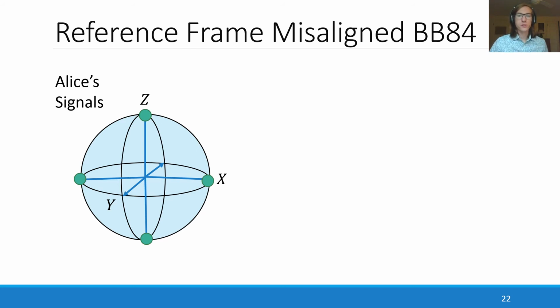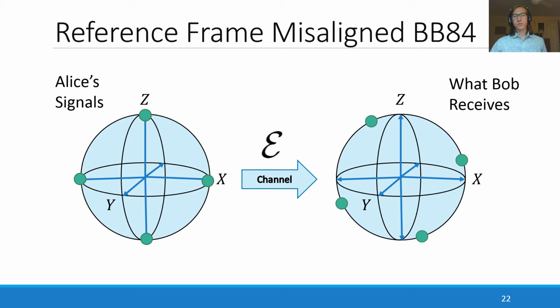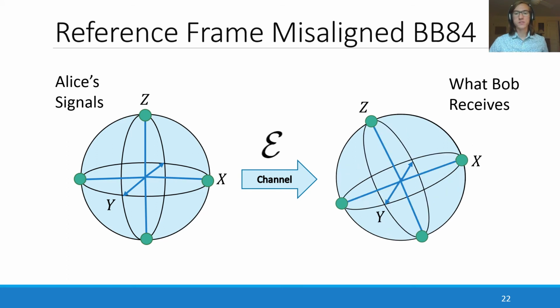So if you think about BB84, Alice sends these 4 states to Bob, the 4 states being the 4 green dots on the Bloch sphere. So imagine that she sends them to Bob, but through the channel they get rotated about the y-axis by some amount. And so it's sort of like Bob's reference frame is misaligned because he's been sent this rotated Bloch sphere. And so Alice and Bob no longer agree on the z and x axes, and therefore their reference frames are misaligned. Hence we call it reference frame misaligned BB84.